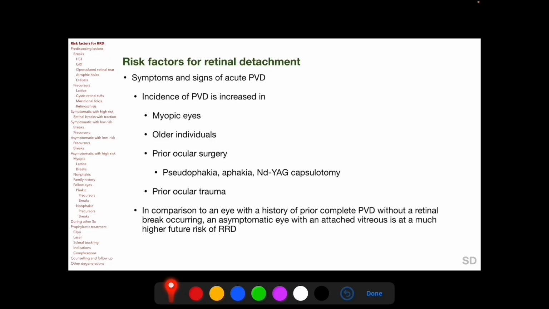And in comparison to an eye with a history of prior complete PVD without a retinal break occurring, an asymptomatic eye with an attached vitreous is at a much higher future risk of RRD, as this attached vitreous can detach later in life, and during this process of vitreous detachment from the retina, the risk of retinal break and RRD arises.